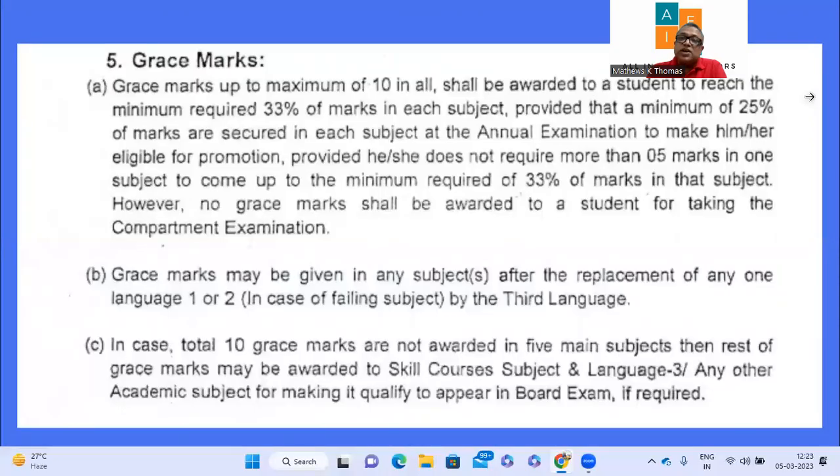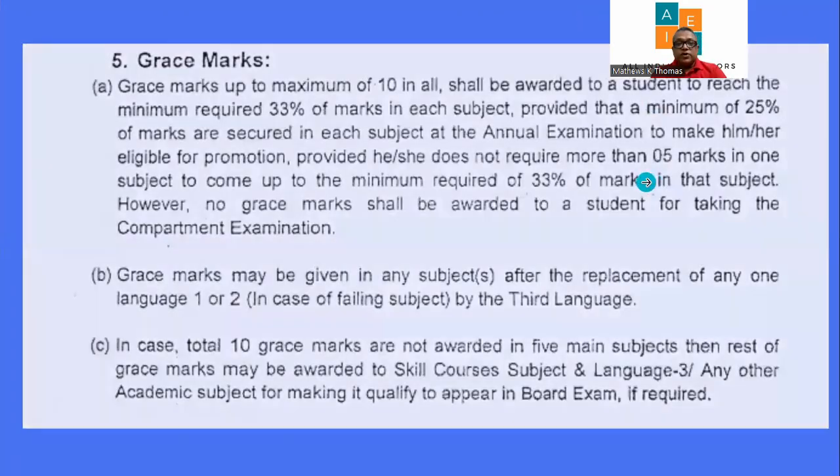The final examination has to be cleared by the student on his or her own ability, not with grace marks. Grace marks can only be given as part of the internal assessment to make it 33. But 25% is mandatory, right? So this is very important, and you cannot give more than 10 marks grace, and that also only 5 in one subject, not more than 5 in one subject. So I hope the grace marks part is clear.